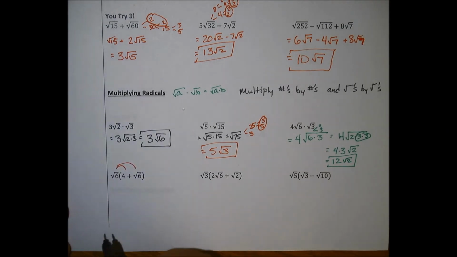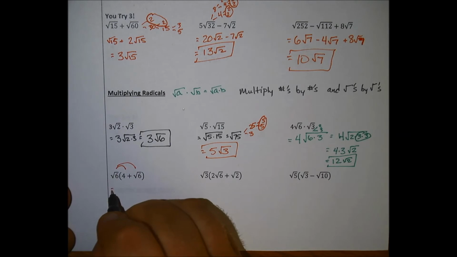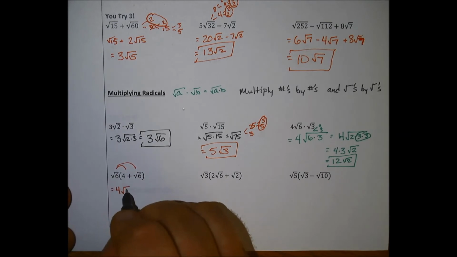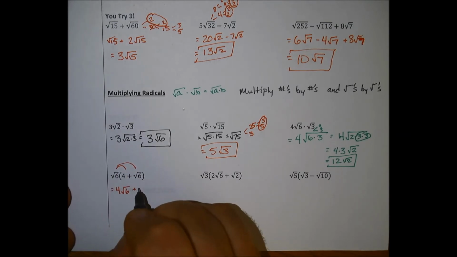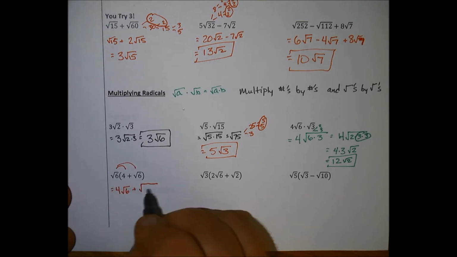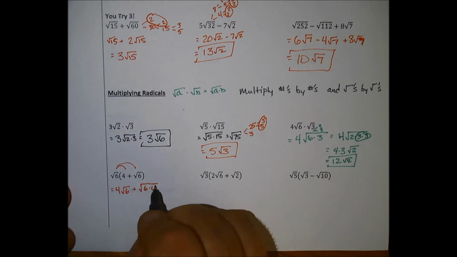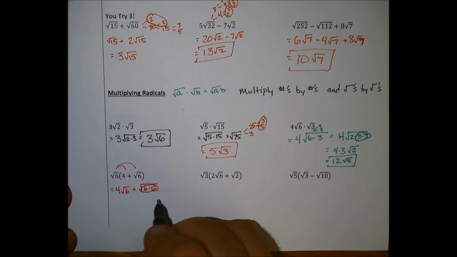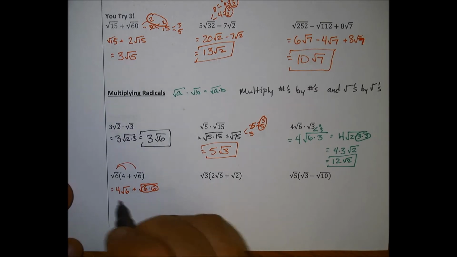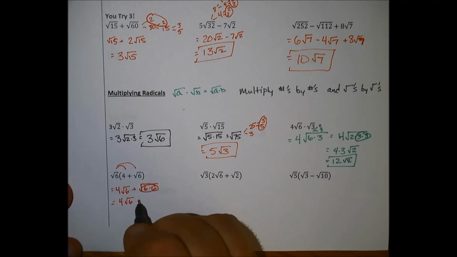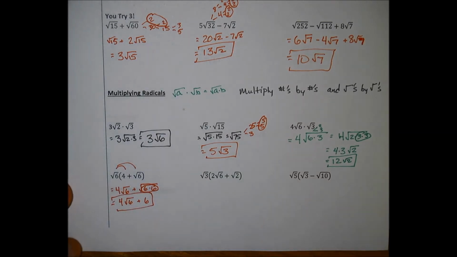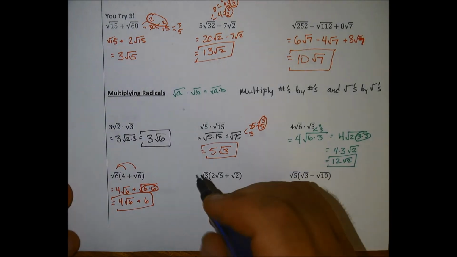We want to distribute. So this turns into 4 root 6, and then plus square root of 6 times square root of 6, which is the same as 6 times 6. And 6 has an exit buddy. Even if you multiply that out, you get square root of 36, which is a perfect square. So we get 4 root 6 plus 6. Pretty neat, pretty nice when problems work out for you.